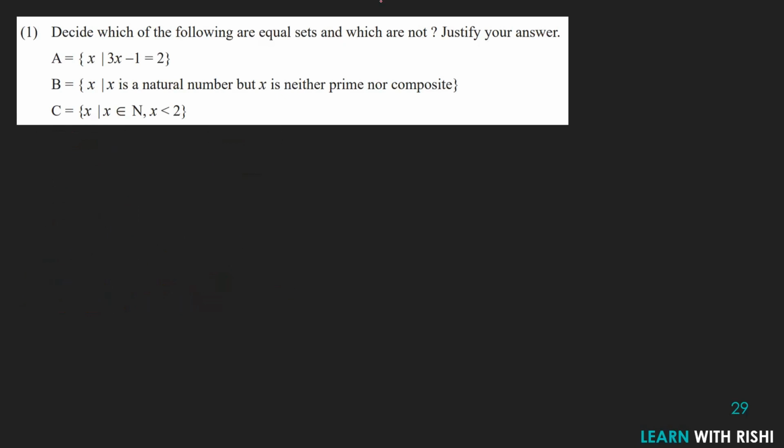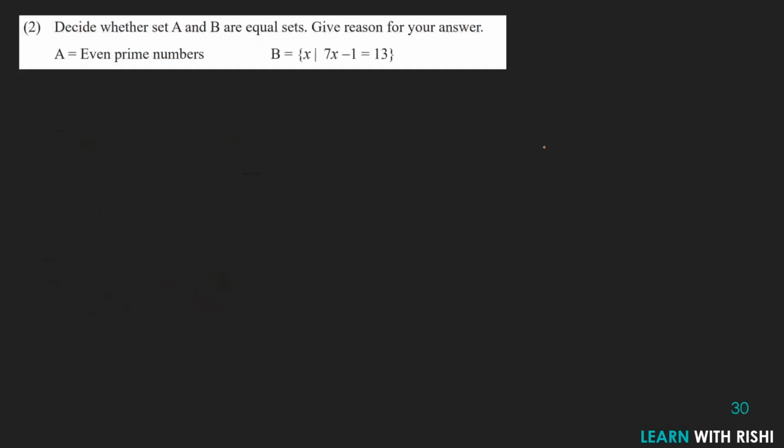Now let us move to the next question. Question number 2. Decide whether set A and set B are equal sets. Give reason for your answer. The same thing we have to do. First, we need to find the elements of set A and set B. Then we have to observe whether they are equal sets or not. So let us find the elements of set A.